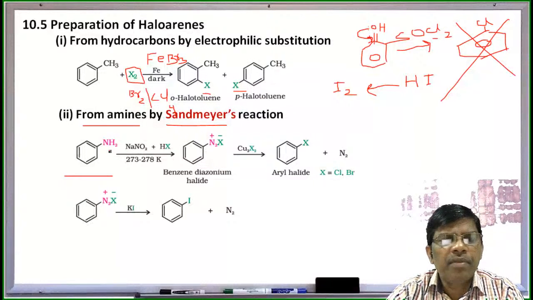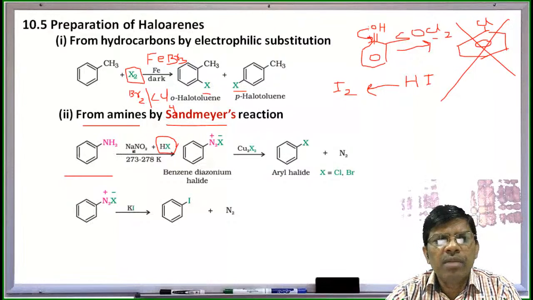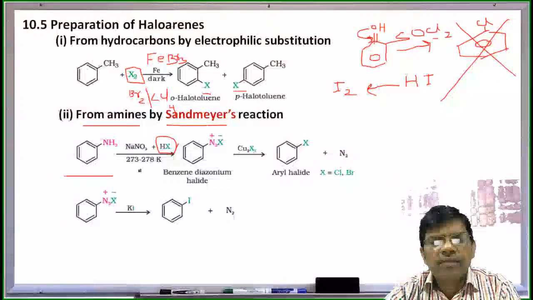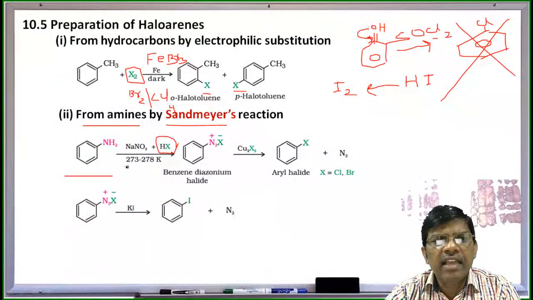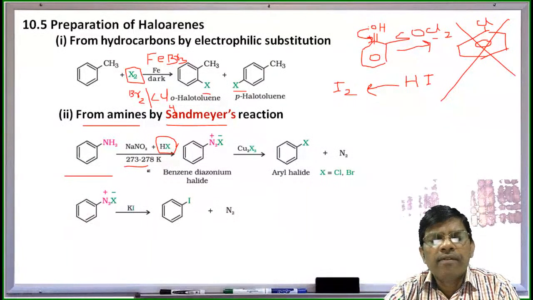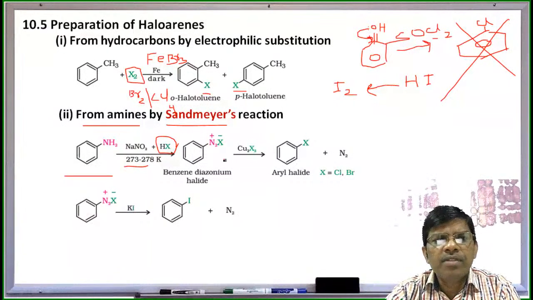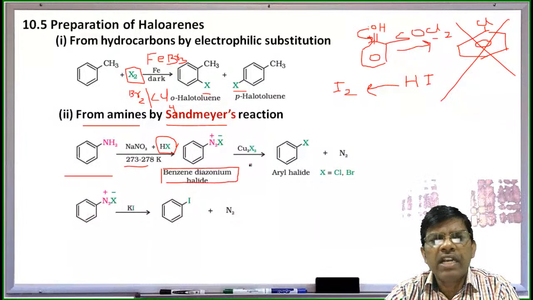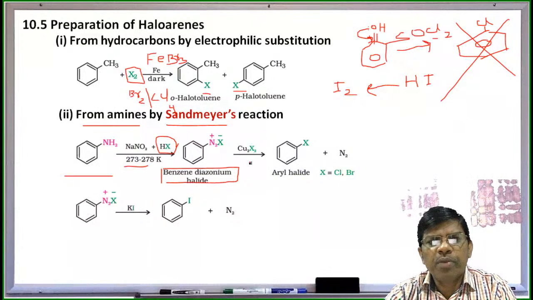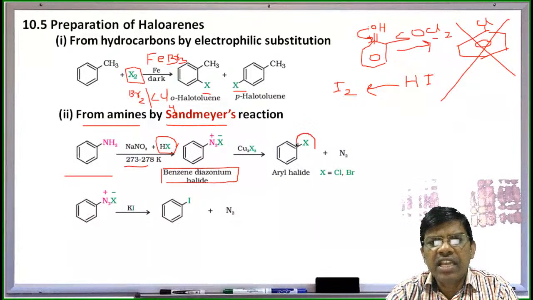Taking this aniline in mineral acid, for example HCl in water, it forms a salt. Then add sodium nitrite at 0 to 5 degrees centigrade. It forms diazonium chloride salt. This is benzene diazonium halide. Upon treatment with cuprous chloride or cuprous bromide, it is going to displace the nitrogen with halogen to give aryl halides, chlorine and bromine.